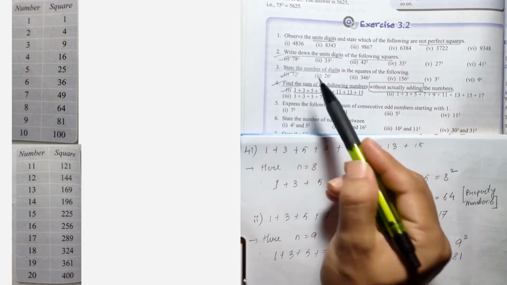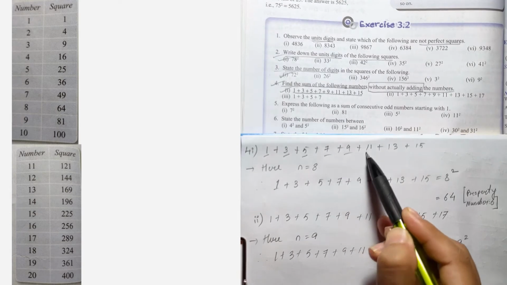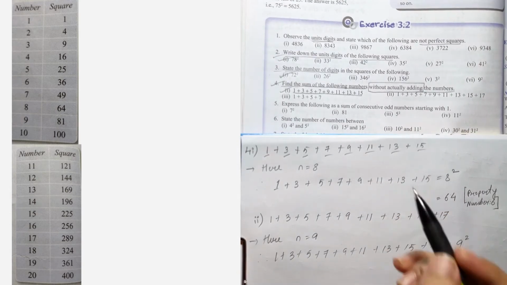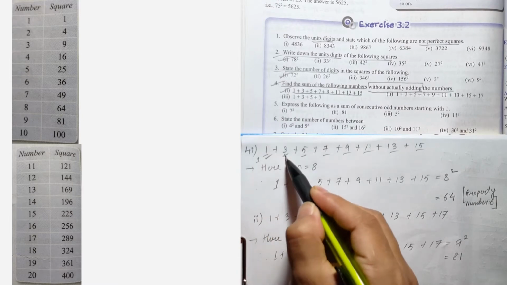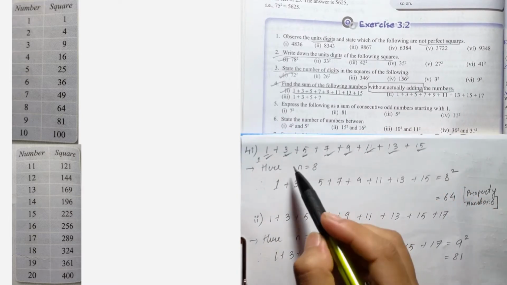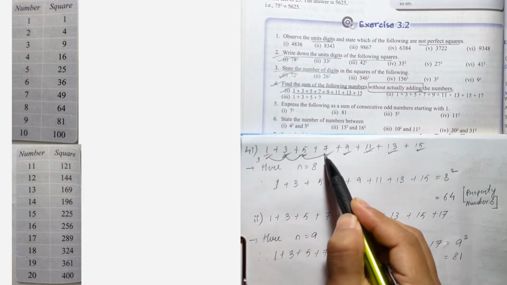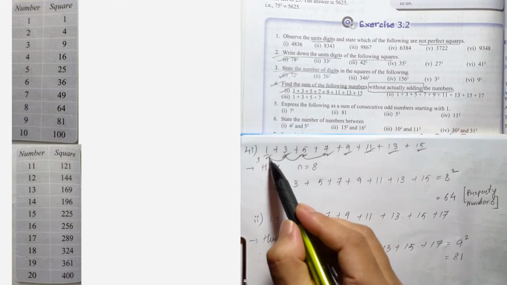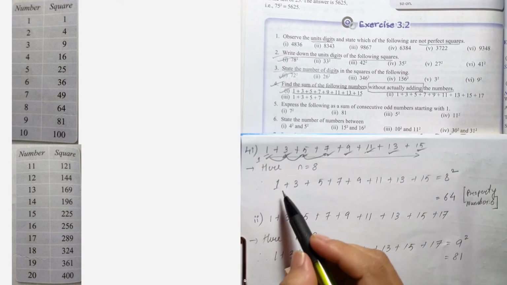Now if you look at this question, number 1, it is 1 plus 3 plus 5 plus 7 plus 9 plus 11 plus 13 plus 15. So what do we notice in this question? First thing, all numbers here are odd. The second thing, they are in sequence, that is 1, 3, 5, 7, 9, 11. All of them are consecutive odd numbers, so we can apply the property.